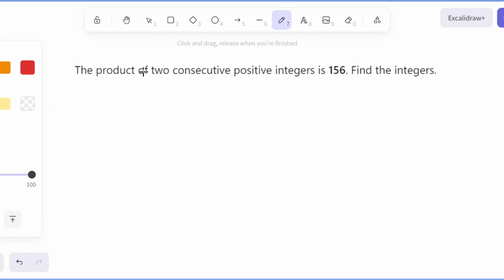The question is: the product of two consecutive positive integers is 156. Find the integers. So consecutive positive integers, right? That means just next to each other, like how we have 4 and 5. They are consecutive. Consecutive means just next to each other. So what we're gonna do is we'll take any one number as x.